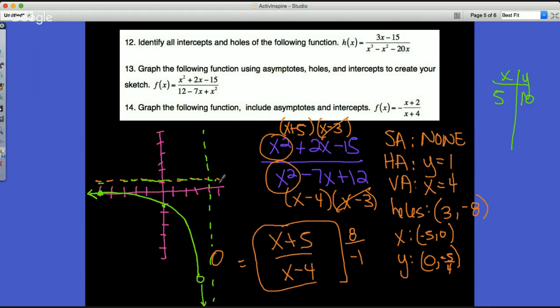So 5, 10. 1, 2, 3, 4, 5. 10 would be all the way up here. So literally the graph should look something like that right there. Okay, and again, it's approaching that vertical as well as the horizontal. Okay, and that would be my solution.